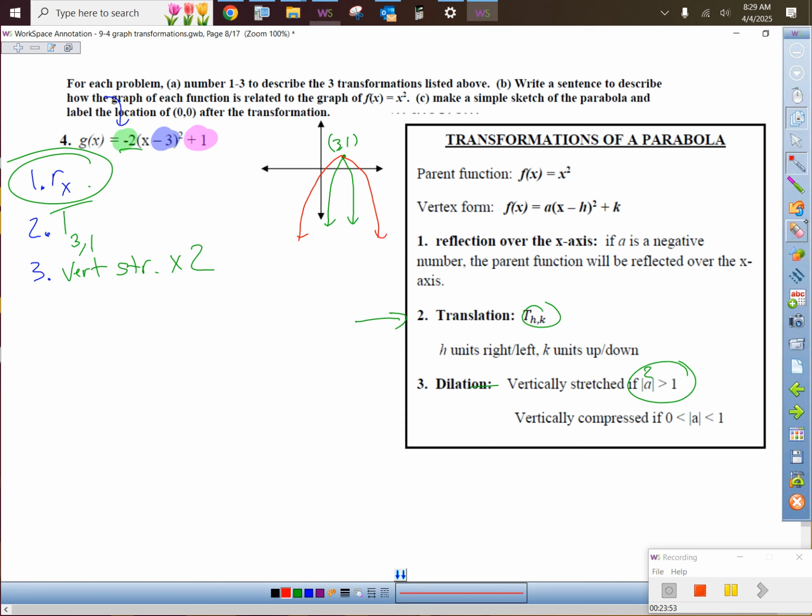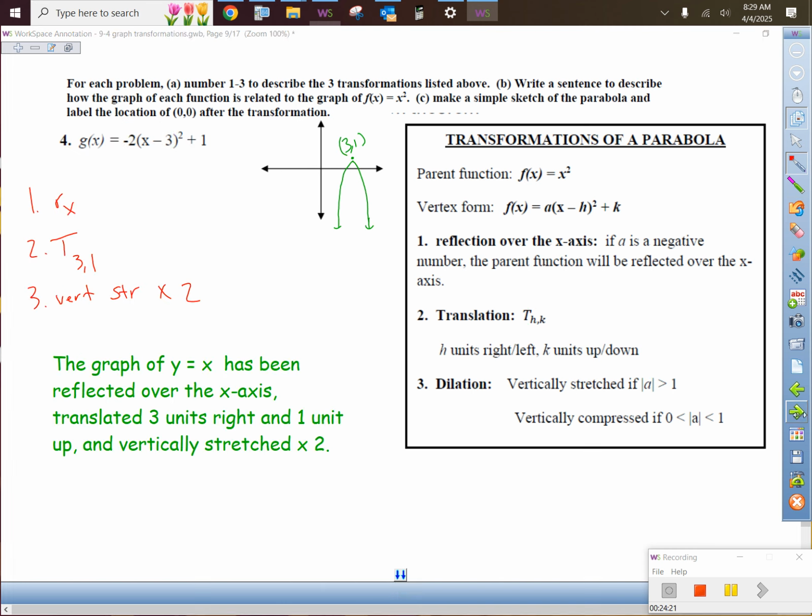Let's see if we can do the sentence out loud. I'll start. You fill in where I stop. The graph of y equals x squared has been reflected over the x-axis. Anything else? Translated 3 units right, 1 unit up, and vertically stretched times 2. Cool. All right, let's roll to the next guy.